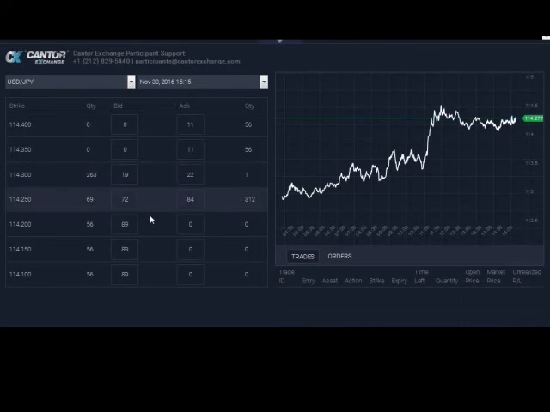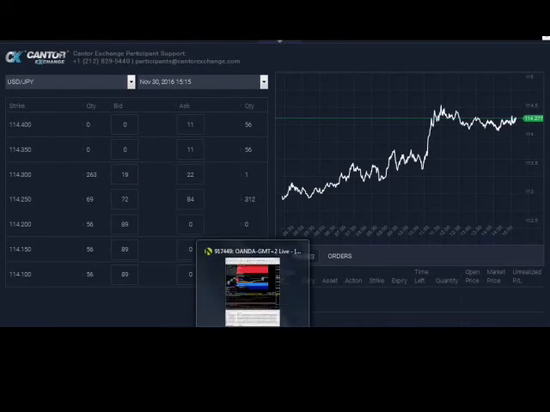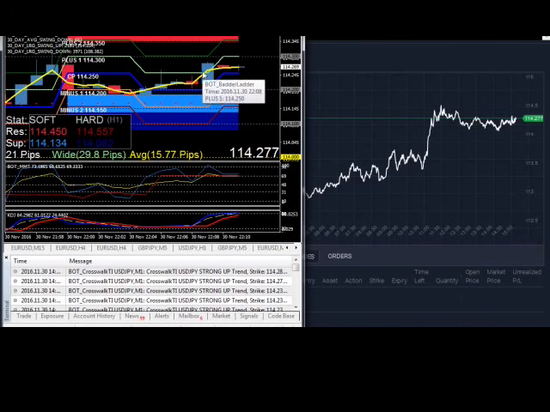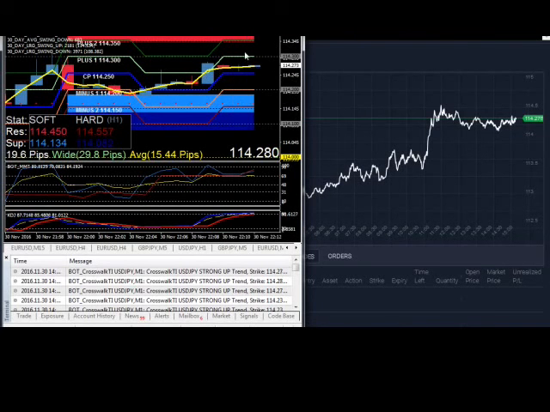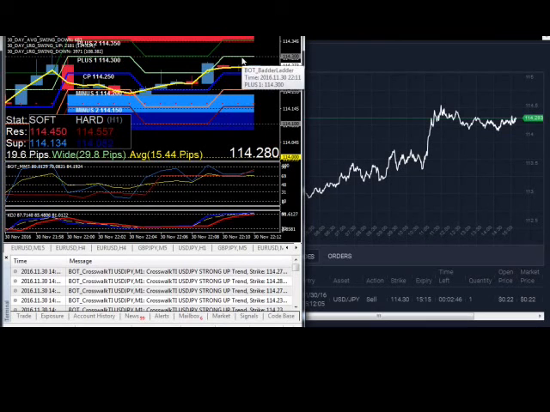I'm trying to get 114.30. This is a more difficult trade because the market has been up today. This line here is 114.30. Okay, we're in and we're filled. We can see we are in our little bot MMT indicator.